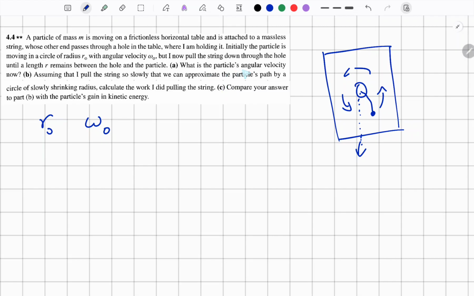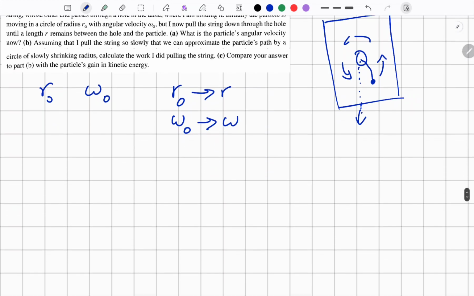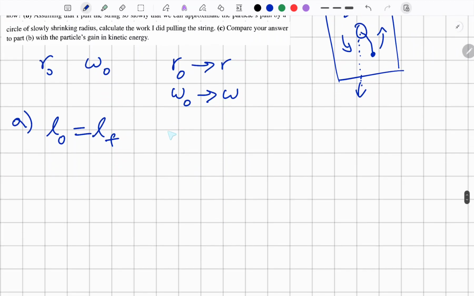So it's asking us, what is the particle's angular velocity once a length r remains between the hole and the particle? So we're going from r naught to r, and we're going from omega naught to omega. And this is the conservation of angular momentum, that L naught is going to equal the final angular momentum. And our initial is going to be m r naught squared omega naught is equal to m r squared omega.